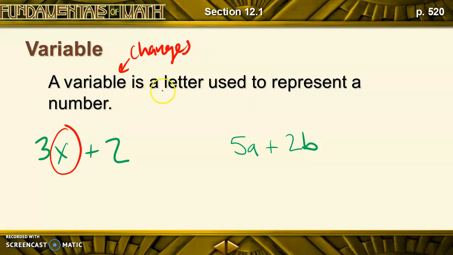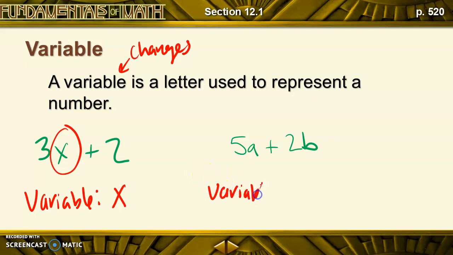So anytime we see a letter in our equation, we're going to go ahead and identify that as a variable. So what is the variable in this one? We're going to say the letter x. Now, what are the variables in this one? Well, this one we have two letters. We have a and b. So our two variables are a and b. Easy enough? Cool.